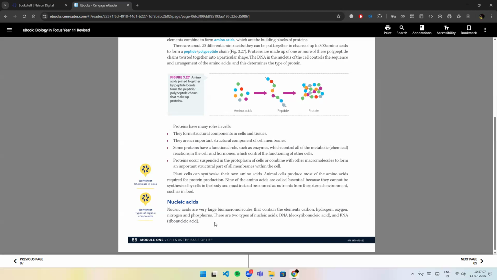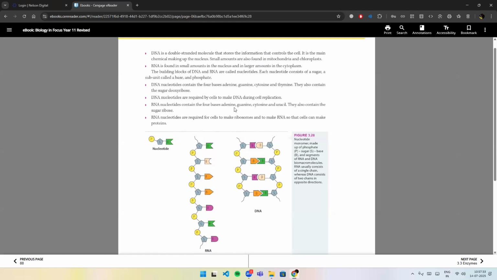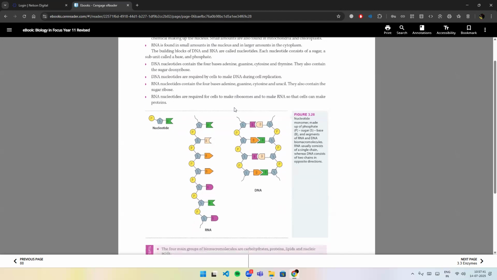Nucleic acids. Nucleic acids are very large biomacromolecules that contain the elements carbon, hydrogen, oxygen, nitrogen, and phosphorus. There are two types of nucleic acids: DNA, deoxyribonucleic acid, and RNA, ribonucleic acid. DNA is a double-stranded molecule that stores the information that controls the cell. It is the main chemical making up the nucleus. Small amounts are also found in mitochondria and chloroplasts. RNA is found in small amounts in the nucleus and in larger amounts in the cytoplasm.